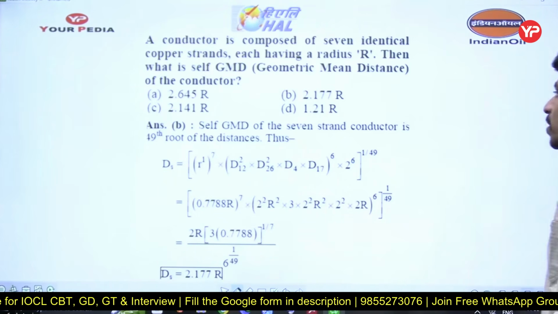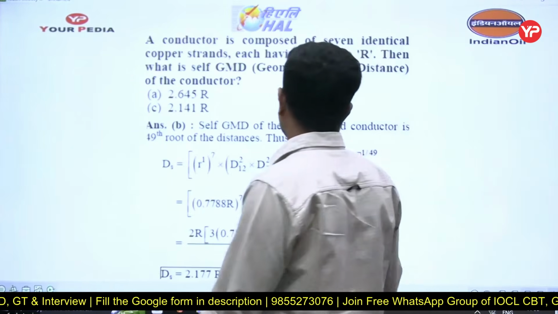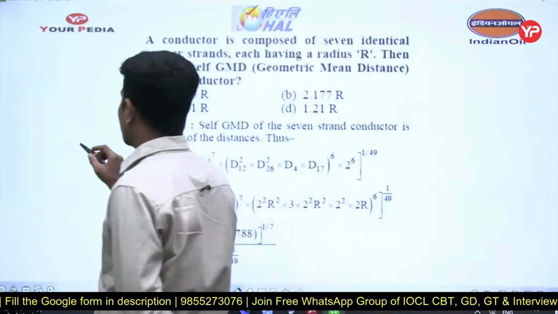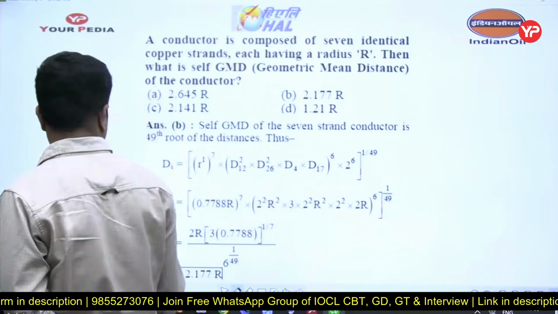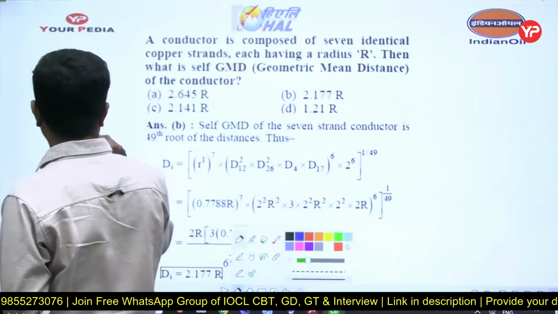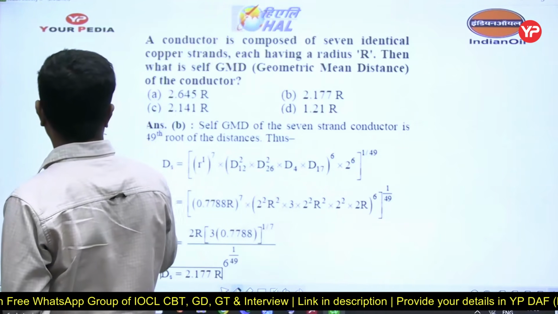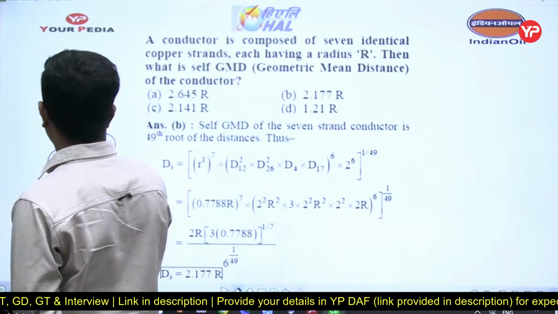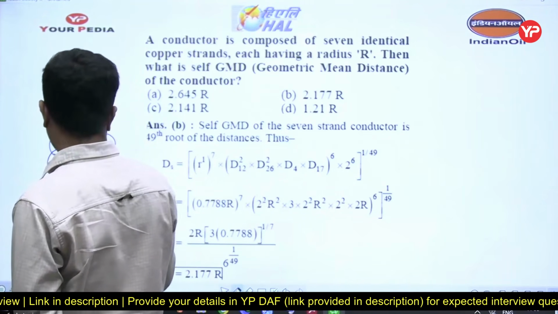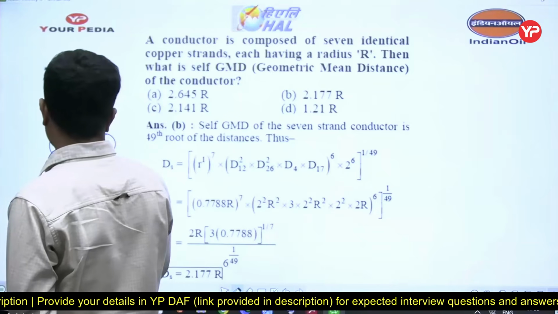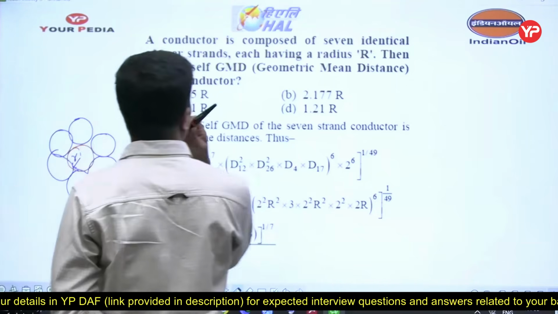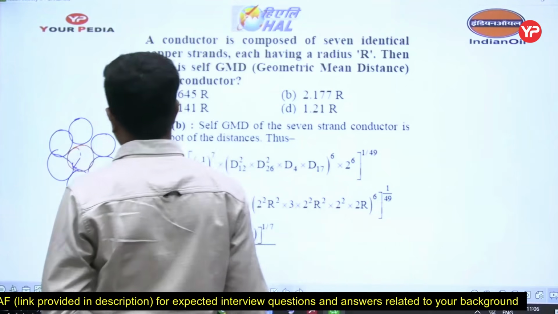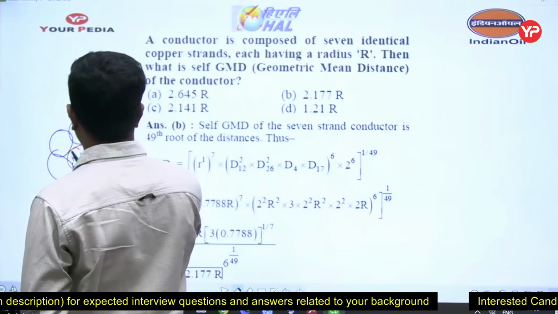Yes, option C, perfect. No, it is not option C. Let me tell you. See, there is one strand, and above that, one more layer: 1, 2, 3, 4, 5, 6. Now, this is the first one. Its radius is R. Capital R taken. Let us also take capital R.